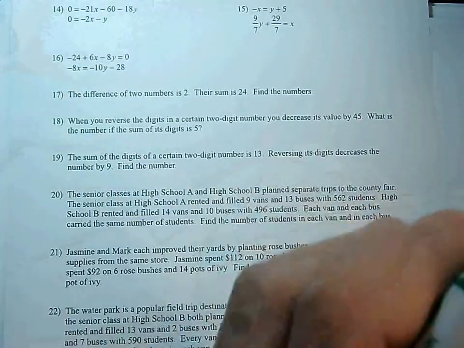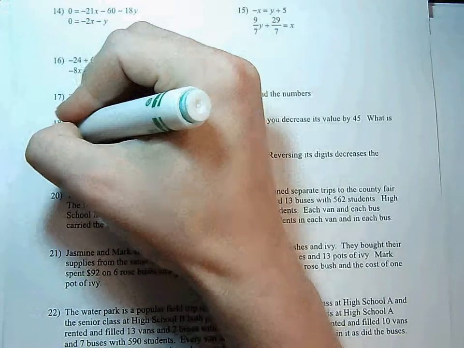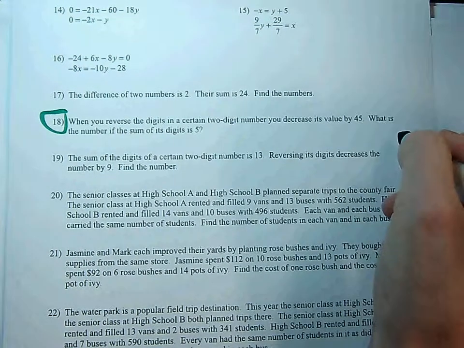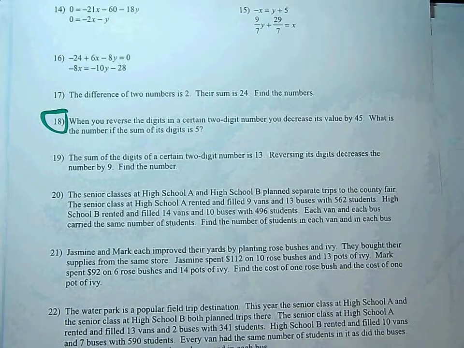So 18 says when you reverse the digits in a certain two-digit number, you decrease its value by 45. What is the number if the sum of its digits is 5?